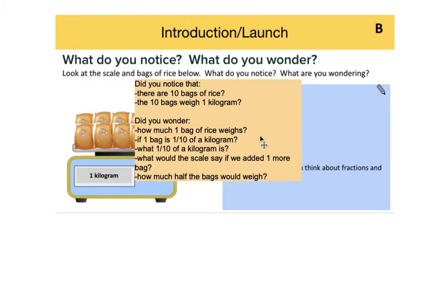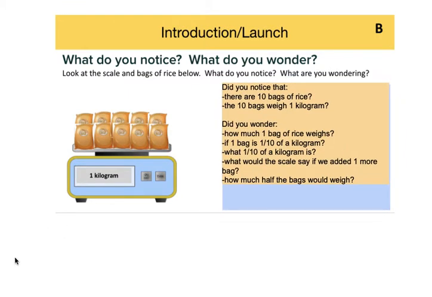So, what did you notice? Did you notice that there are 10 bags of rice? Did you notice that the 10 bags weigh 1 kilogram? What did you wonder? Did you wonder how much one bag of rice weighs? Did you wonder if one bag is 1/10 of a kilogram? Did you wonder what 1/10 of a kilogram is? Did you wonder what the scale would say if we added one more bag? Did you wonder how much half the bags would weigh?